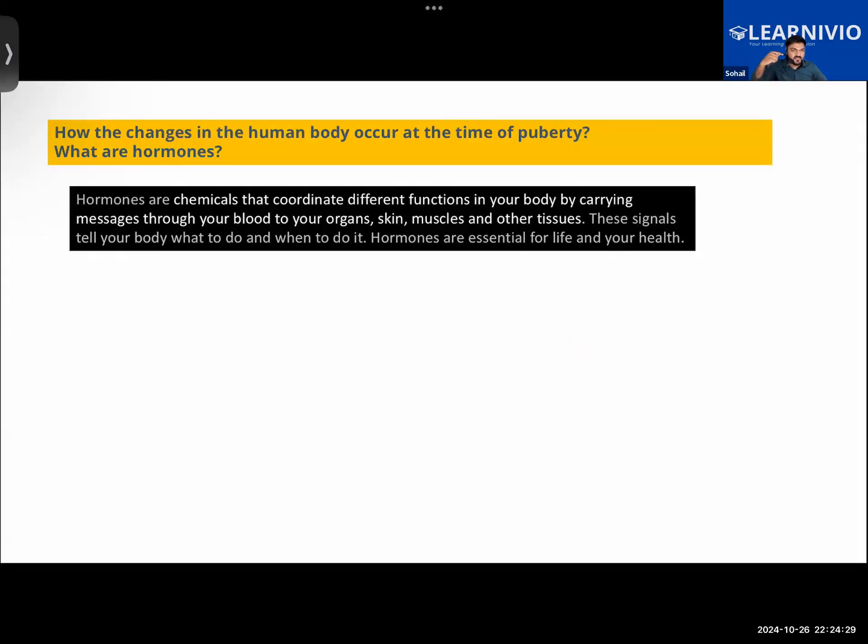The pituitary gland in the brain will be sending hormones towards the testis to start the production of sperm, right? So the hormones will be carrying the message from the pituitary gland towards the testis to start the production of sperm. In the female, the hormones will be carrying the message from the pituitary gland towards the, can you guess?